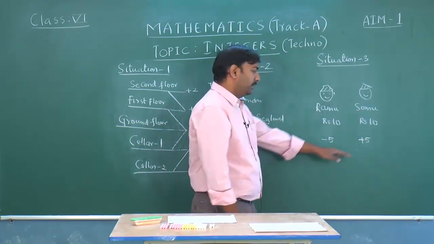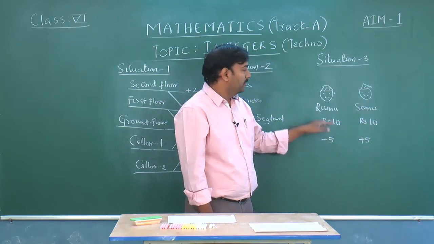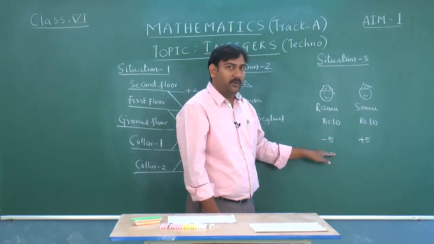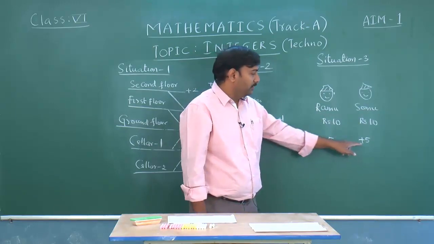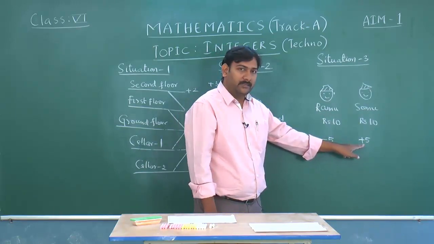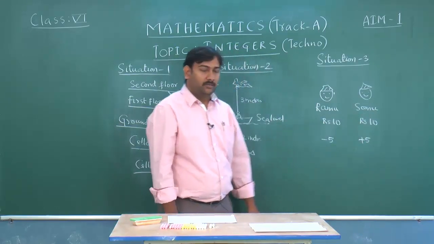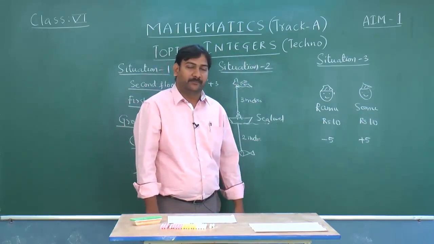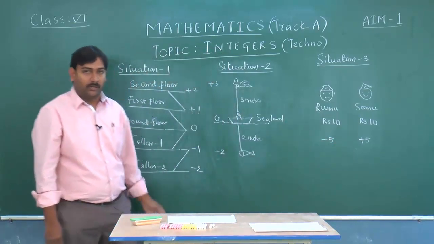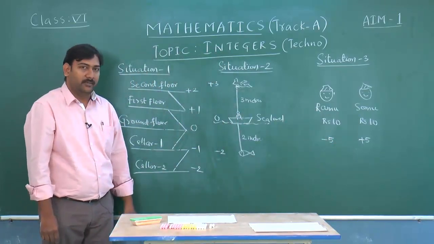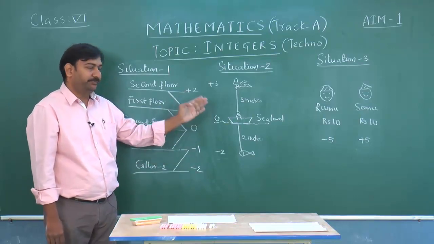So the plus sign indicates that he has got a saving. The minus sign indicates that Ramu has a debt of 5 rupees. The minus sign indicates it's a debt, whereas the positive sign indicates that it's a saving of Somu. So the numbers -5 and +5 we have used in this situation number 3. So in all the 3 situations we have used positive numbers, negative numbers, including 0.